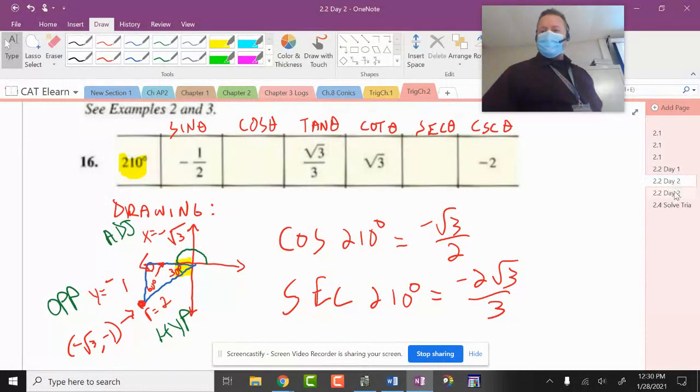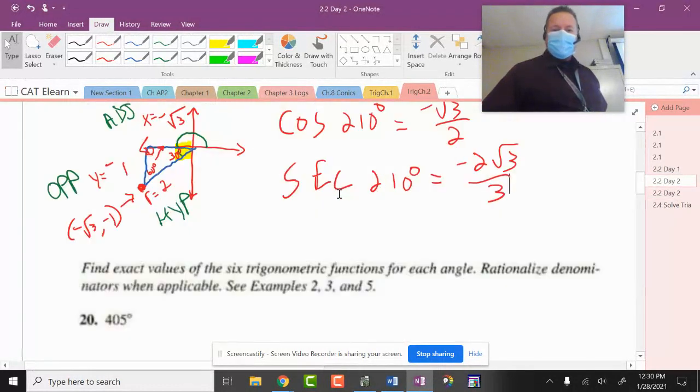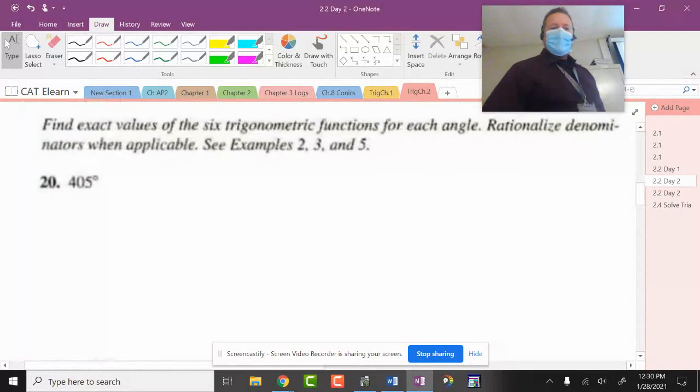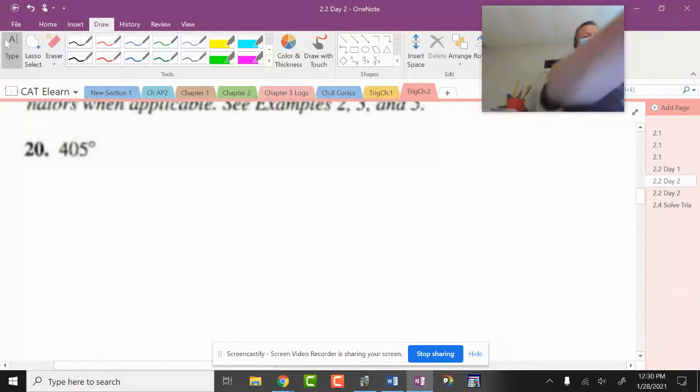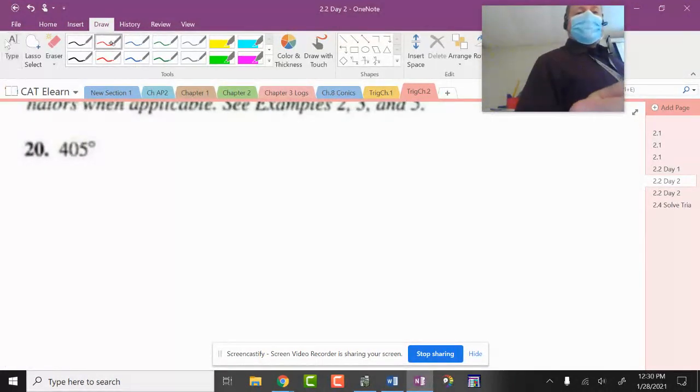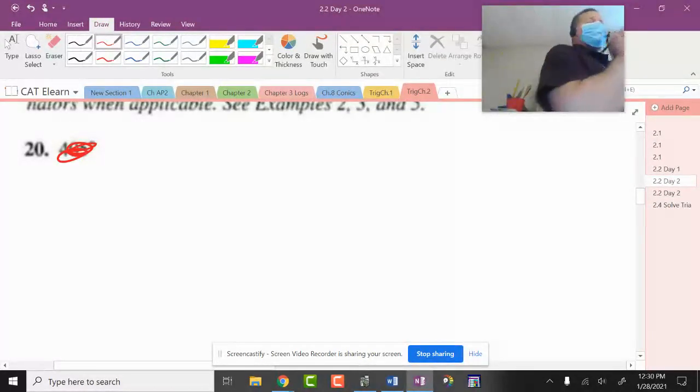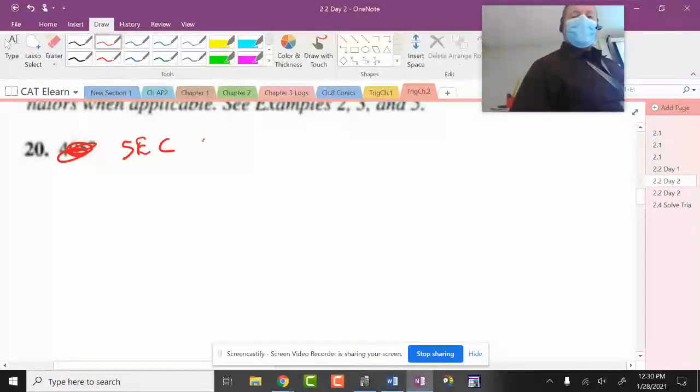All right. Then this program always gets mad at me when I go to another program. Doesn't let me work it. I'm going to change these directions. This does say find all 6 trig functions, but I'm just going to say this. Find, I'm going to pick one. Let's say secant. Evaluate or find the secant of 405.